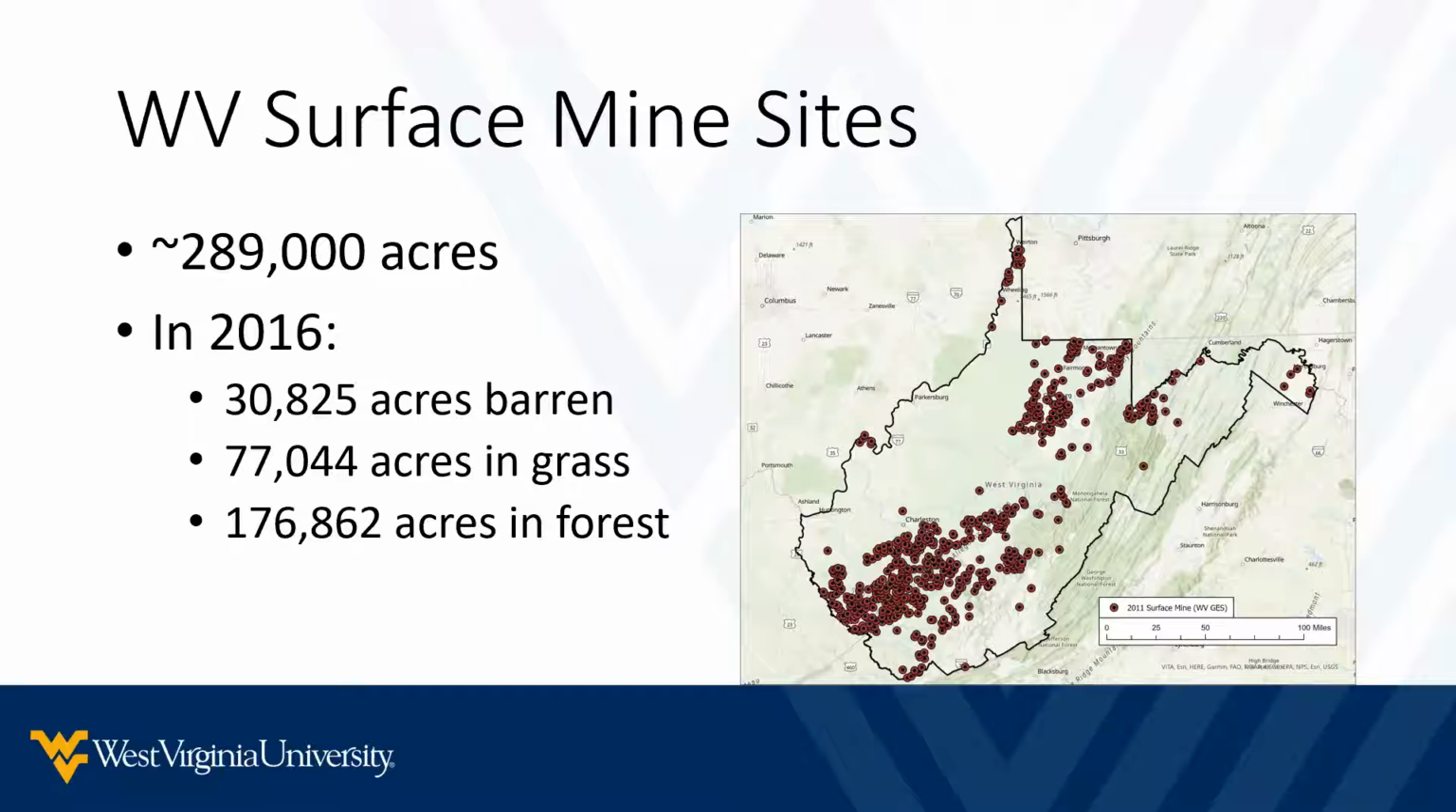These are obviously large dots used on the map, but there's a general area of those. In 2016, this included roughly 30,000 acres of what we consider barren, so cover that doesn't have good vegetation established. Around 77,000 acres in grassland, and this is multiple classes, whether it be mine grasses, or perhaps more of a perennial grass moving into a shrub type ecotype. And then we have over 176,000 acres in these permit areas that are in forests.